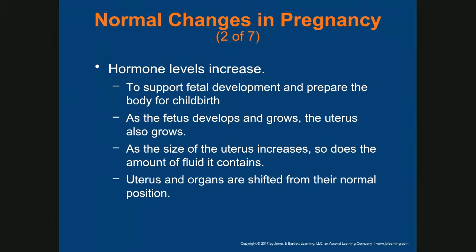As the fetus develops and grows, the uterus will also grow. As the size of the uterus increases, so does the amount of fluid within the amniotic sac. The uterus and organs are shifted from their normal position, and sometimes that shift can cause the diaphragm to move upwards, so they tend to breathe faster. In fact, if you find them with a normal breathing rate, that can be of significant concern, because their breathing rate will go up. If you find them with a breathing rate of 20, they might be in trouble.